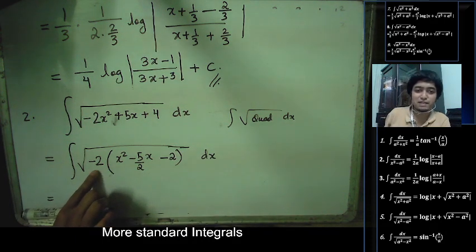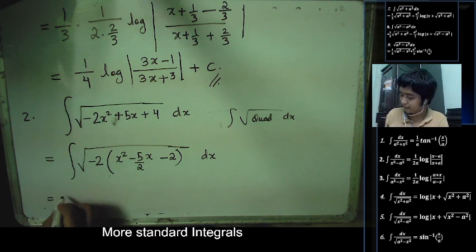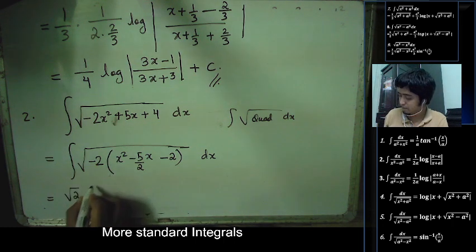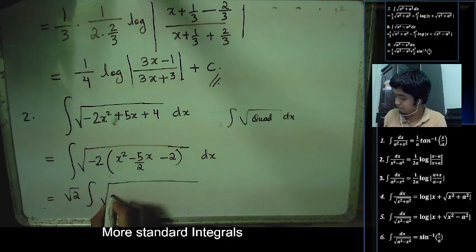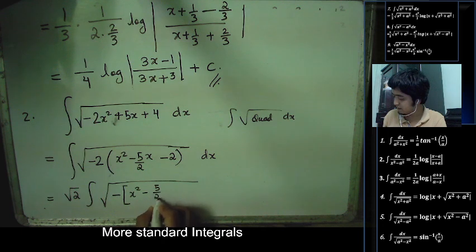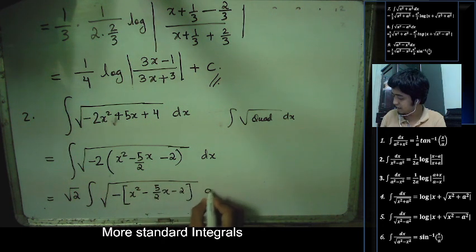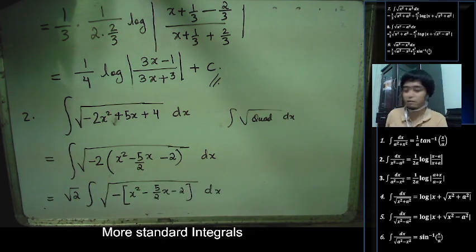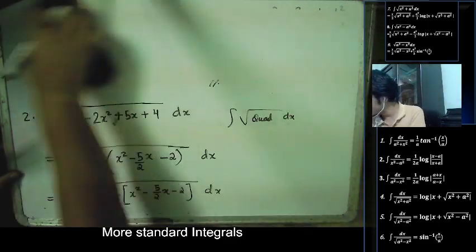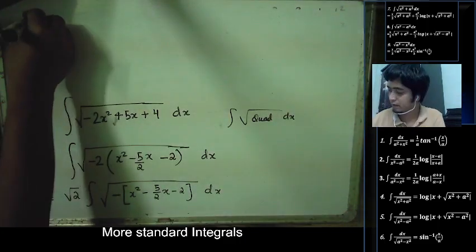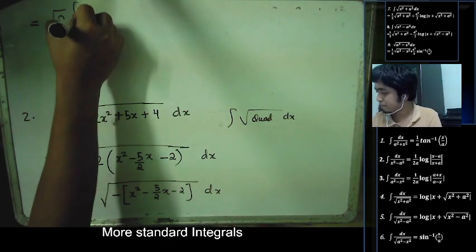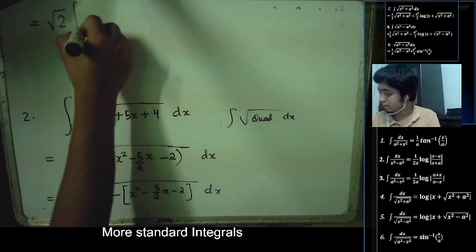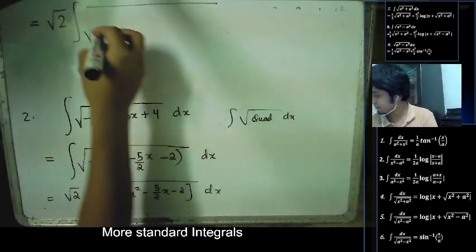Okay, this minus we will keep as it is, but root 2 I can take outside. So I will be having only minus x squared minus 5 by 2x minus 2. Again, I'm keeping the minus outside of the bracket. You will see why. So root 2, I'll keep it outside, root over a very big square root minus.